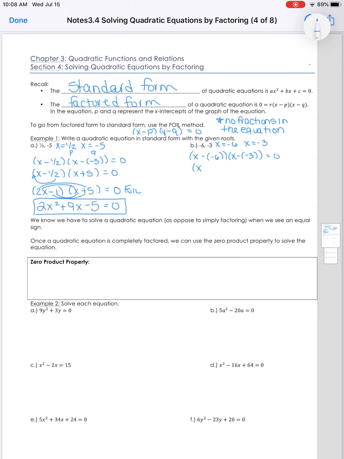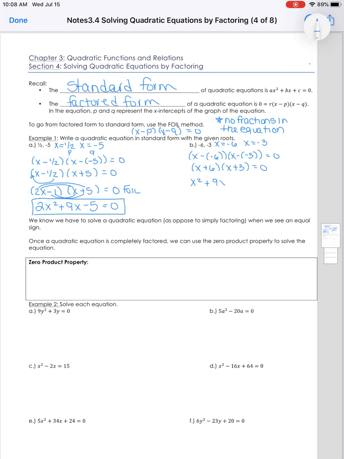Now we're going to go to the easier one. So we have x is -6, and x is -3. So let's sub it into x minus p and x minus q equals 0. So we get x plus 6 and x plus 3. When we FOIL this, we get x squared plus 3x and 6x makes 9x plus 18 equals 0. We don't have fractions, and we're good to go there.